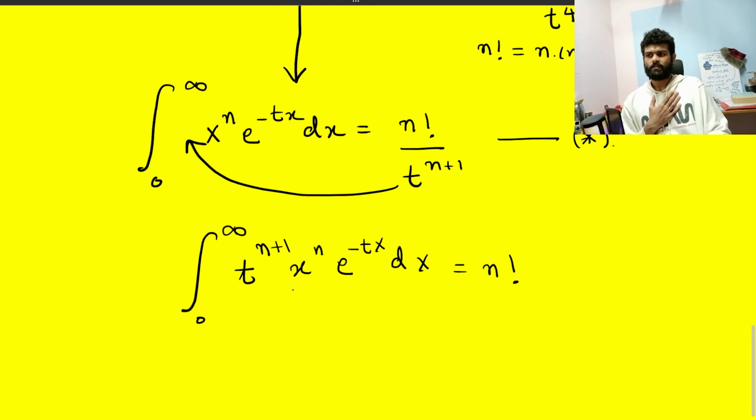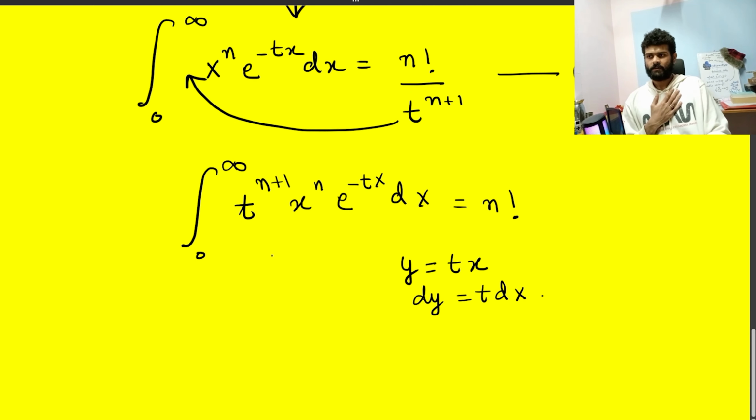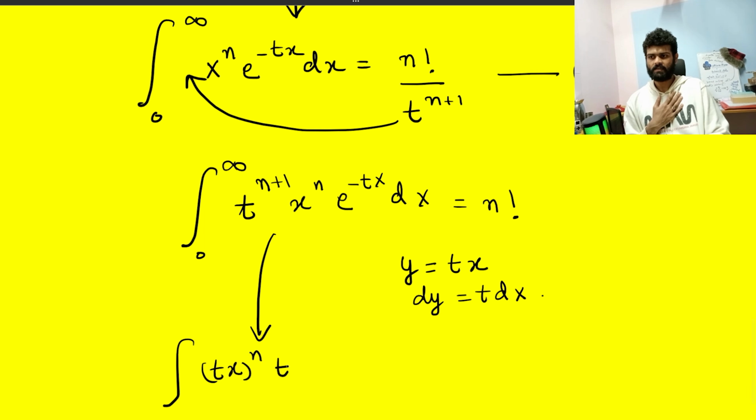Now I'm going to do a change of variables. So y is tx, so dy is t dx. Now I can group t and x here. So this is integral of tx to the power n, and then you have a t here, because t to the power n plus 1, you can split it into t to the power n, and then t. The t to the power n and x to the power n can be grouped together like this. And there's this e to the power minus tx, and then there's dx.